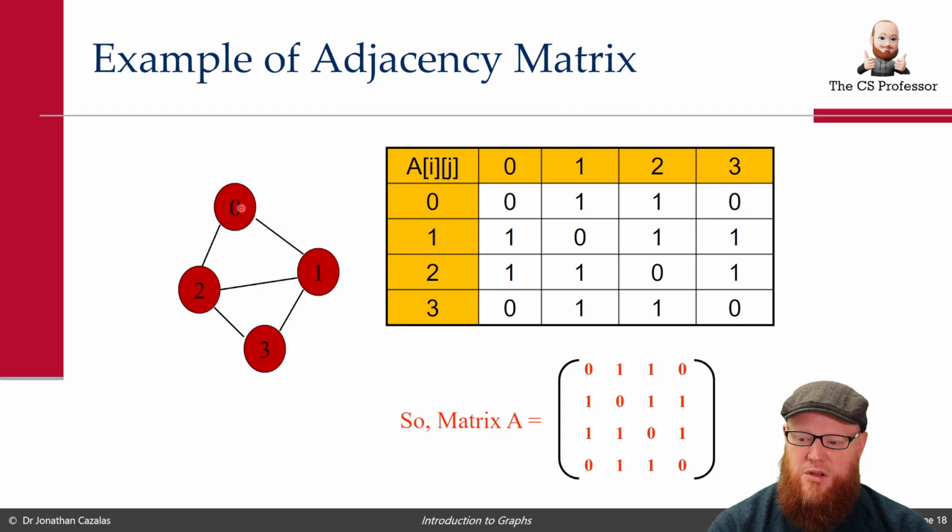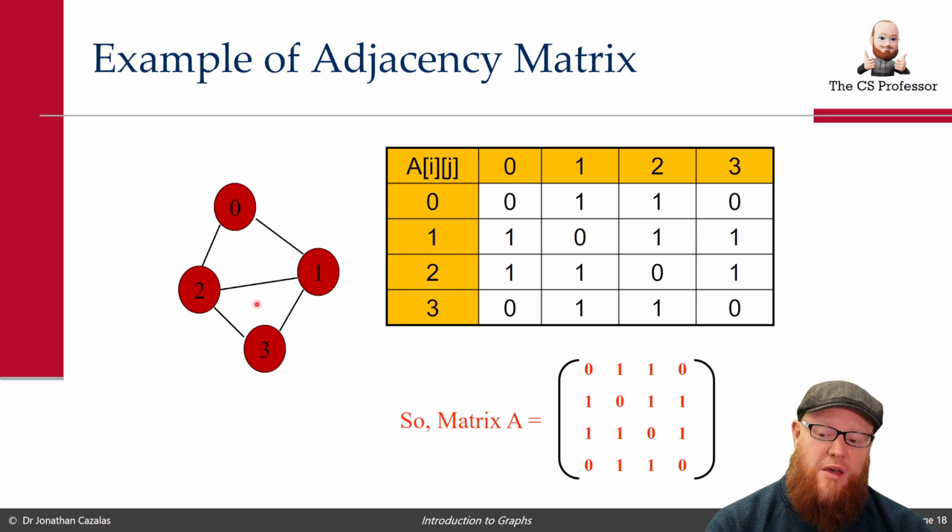What about we notice that 0 is connected to 2? So at row 0, at column 2, we should see a 1. Also at row 2, column 0, we should see a 1, right? Because since this is an undirected graph, if 3 is connected to 1, well, 1 is also connected to 3, right? So if 3 is connected to 1, that means we're going to see a 1 right here. And then row 1 is connected to 3, we see a 1 right here as well.